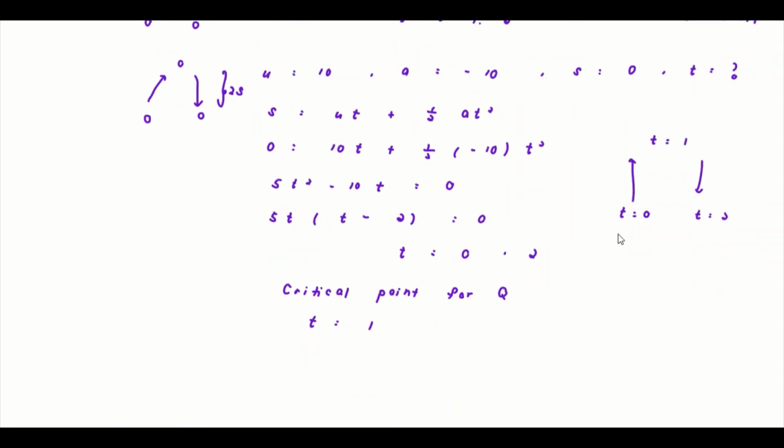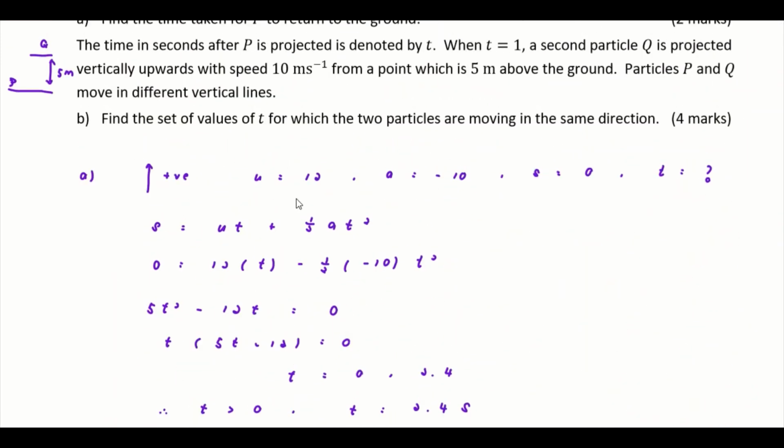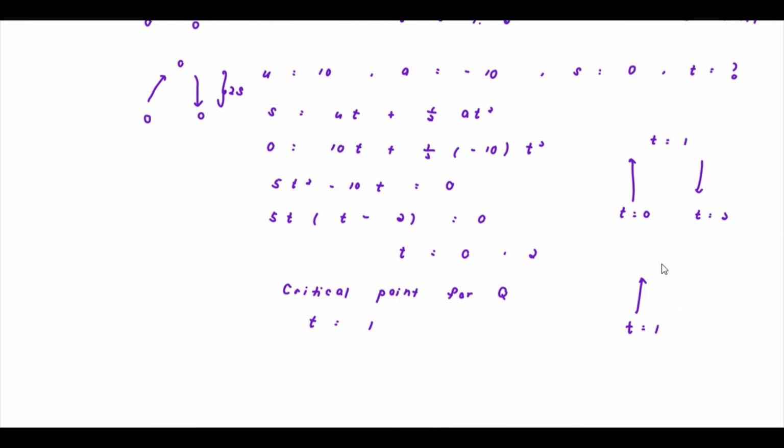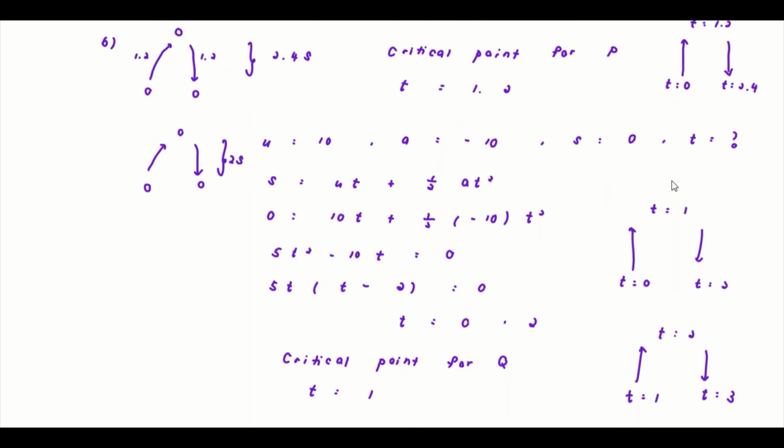So you can imagine when particle Q is first projected, it's actually t equals 1. Because the t that we are going to find is referring to the time where P is projected. So when Q is projected, it's actually t equals 1 already. So it spent 1 second to reach the top, so that's why it's t equals 2 here. And when it's going down, it's t equals 3. Okay, so now we can look at these two diagrams and find out the time where these two particles are moving in the same direction.